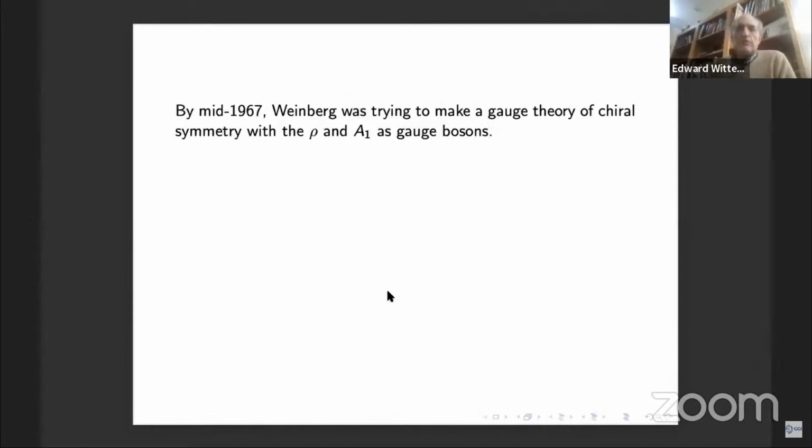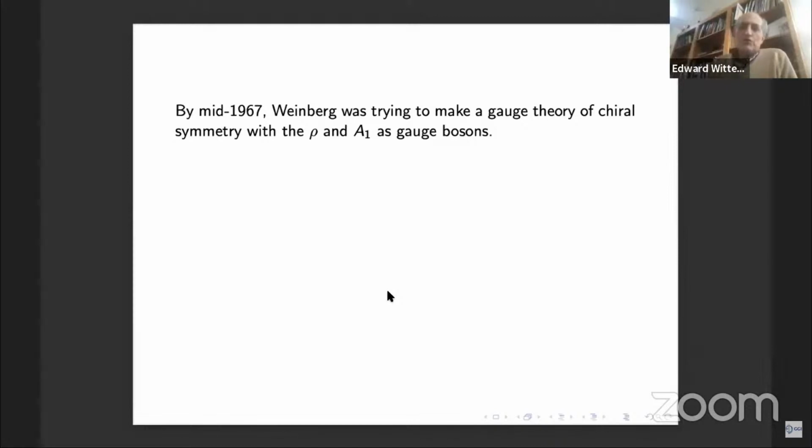Well, jumping ahead to '67, by '67, Weinberg was trying to make a gauge theory of the strong interactions. He wanted to turn chiral symmetry into a spontaneously broken gauge symmetry with the rho and A1 as gauge bosons. Well, one thing you'd worry about at least, one thing that comes to my mind right away, is that the rho is relatively conspicuous in hadron phenomenology, but the A1 isn't. It exists, it's relatively heavy.